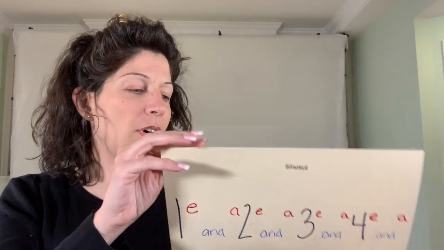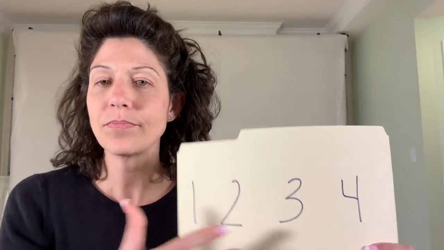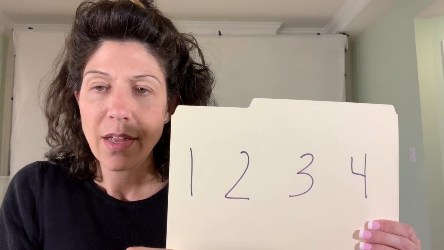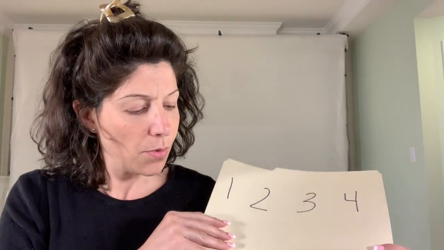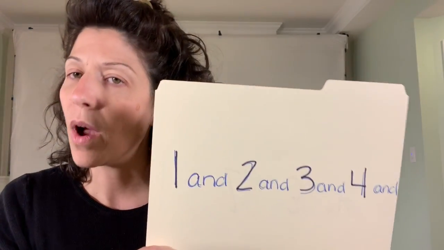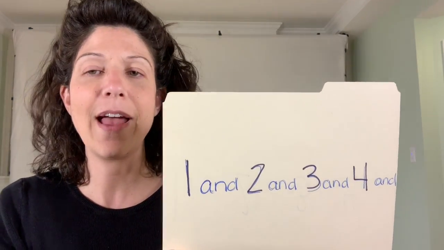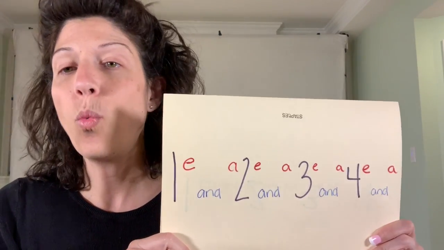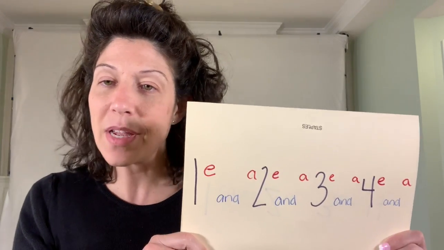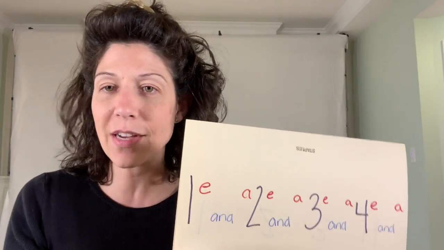Right? When we first started, we just started with this. 1, 2, 3, 4. Then we said, wait, we have these beats in between. 1 and 2 and 3 and 4 and. Then we said, oh, there's even more. 1 e and a 2 e and a 3 e and a 4 e and a. There's all these extra beats going on now.